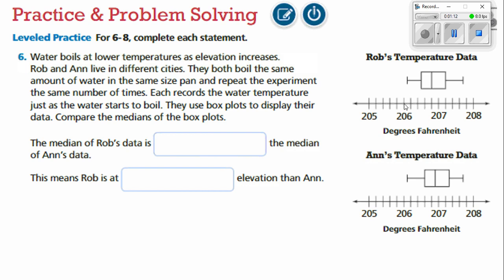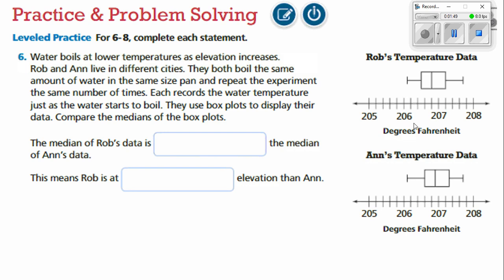So let's count this out. We got 206.2, 206.4, 206.6, and 206.8. The median for Rob's temperature data is going to be at about 206.8, while Ann's temperature is at, well, let's see, 206.2, 206.4, 206.6, 206.8. As we can see, the median here is actually sitting between 206.8 and 207, which makes this about 206.9.